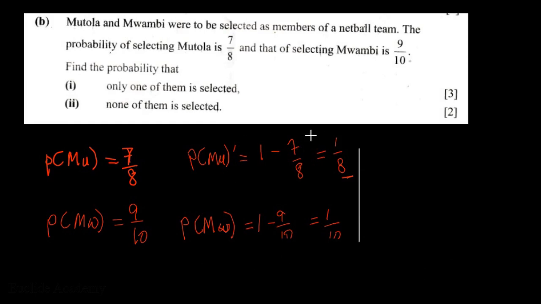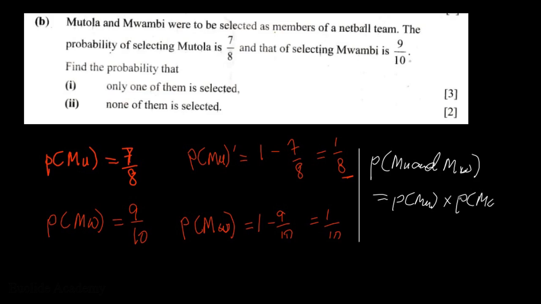The probability that none of them is selected: we know the probability of selecting Mutola is 7/8, but not selecting Mutola is 1/8. The probability of selecting Mwambi is 9/10. Not selecting Mwambi is 1/10. This is 1/10 right here. So the probability of not selecting Mutola and not selecting Mwambi should be equal to the probability of not selecting Mutola times the probability of not selecting Mwambi.